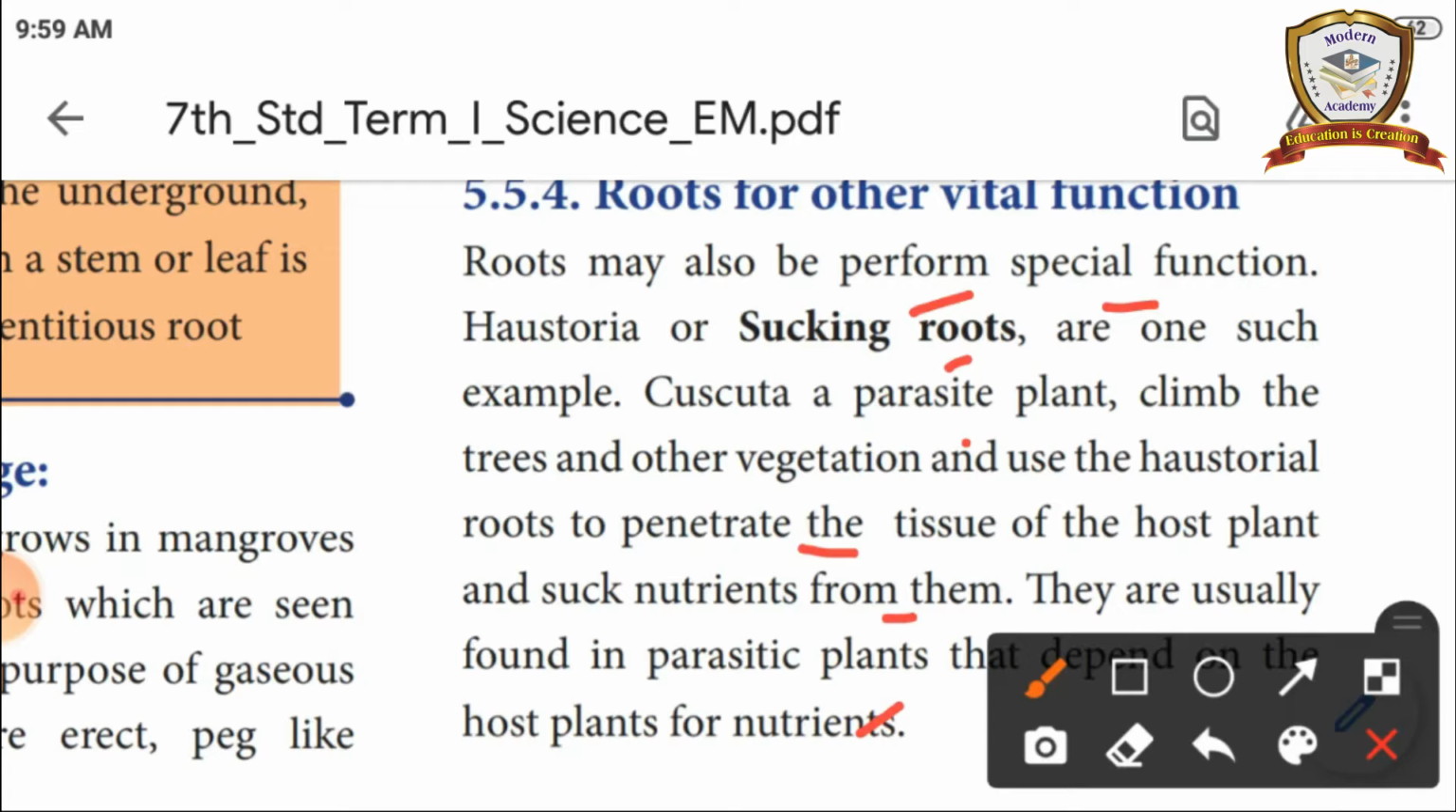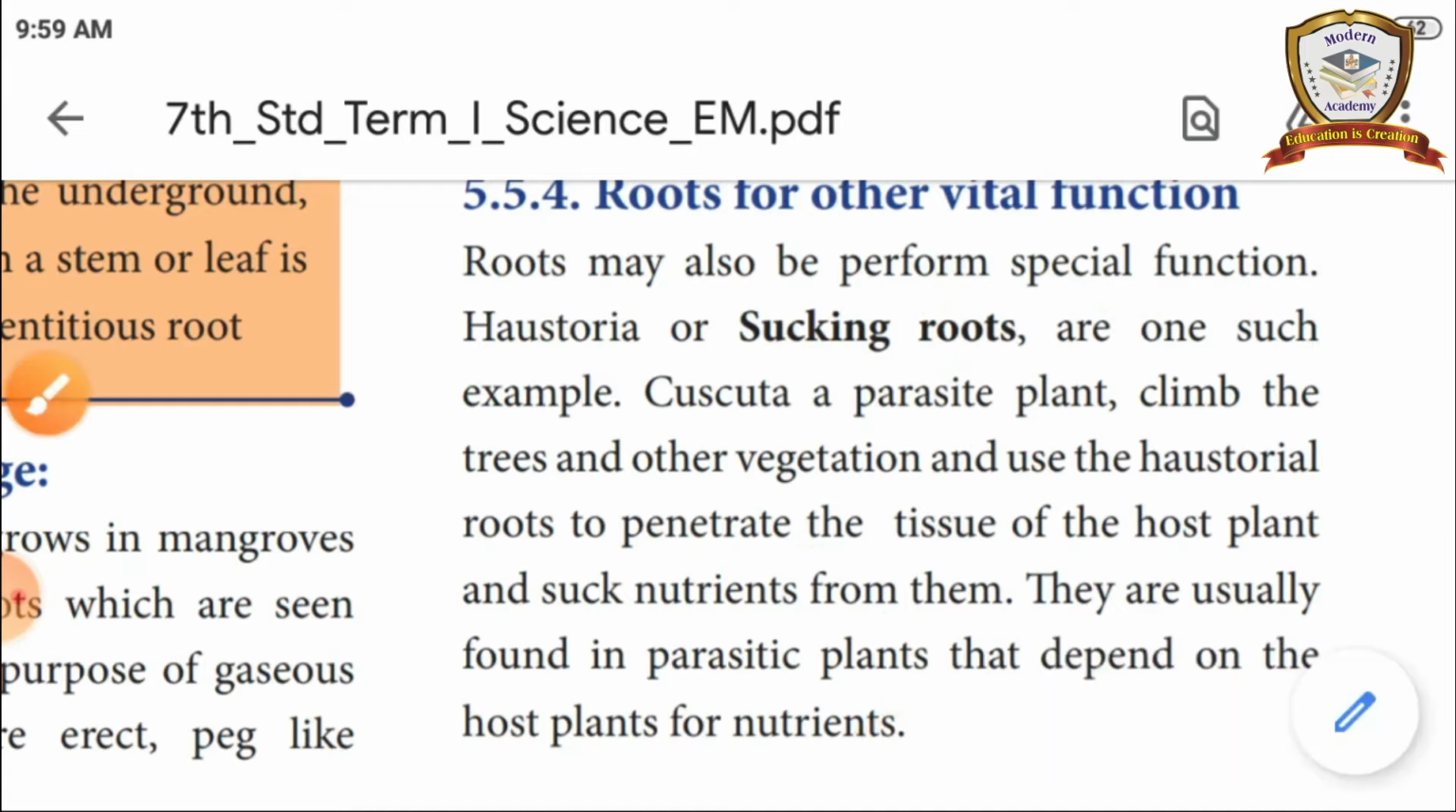These have sucking roots. Why? Because it is totally dependent on other plants. So it will get all the nutrients from other plants. So this Cuscuta has sucking roots. Okay.